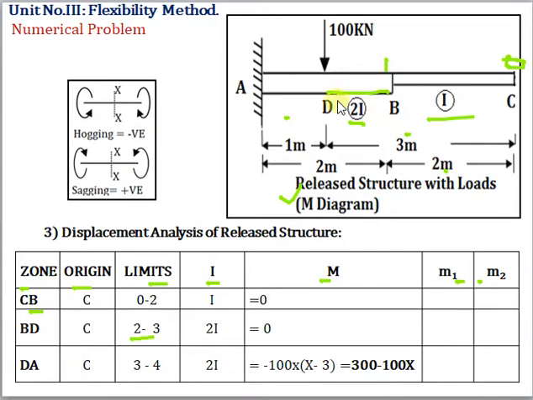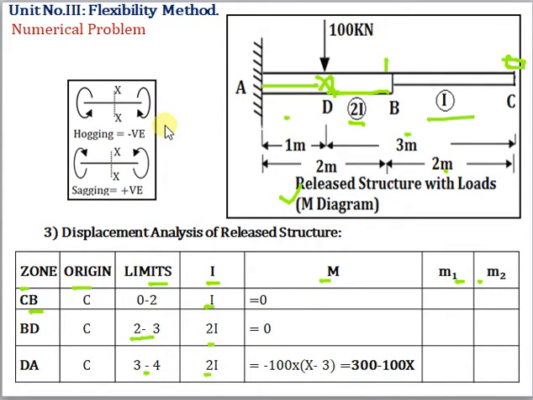Next is DA. The D point is located with respect to the origin at a distance of 3 meters, and the A point is located with respect to our origin C at a distance of 4 meters. So our limit is 3 to 4. The moment of inertia for CB is I, for BD is 2I, and for DA is 2I again.